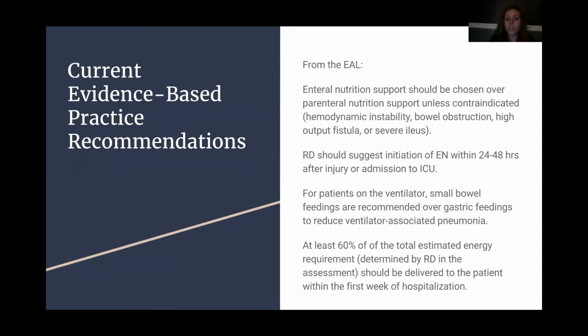And the RD should suggest initiation of enteral nutrition within 24 to 48 hours after the injury or admission to the ICU. For patients on the ventilator, small bowel feedings are recommended over gastric feedings, and this is to reduce aspiration and ventilator-associated pneumonia. Finally, at least 60% of the total estimated energy requirement, which is determined by the registered dietitian for that particular patient, should be delivered to the patient within the first week of hospitalization.